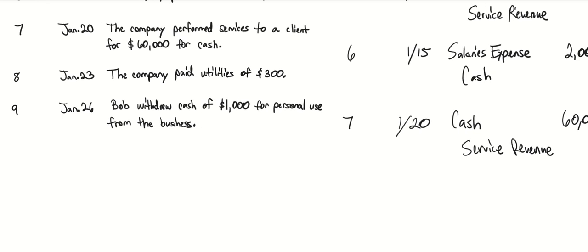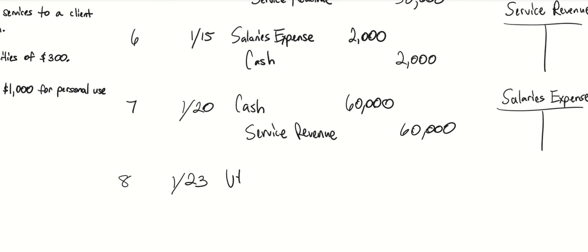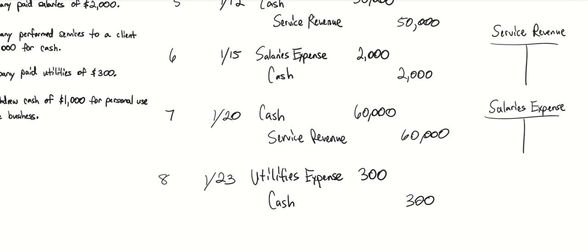Okay, transaction 8 that occurred on January 23rd. The company paid utilities of $300. So utilities expense will be debited for $300. Okay, how was it paid? It was paid by cash. So cash is going to be credited for $300. So this entry here in transaction 8 is pretty similar to the entry that was made for transaction 6 regarding salaries expense.